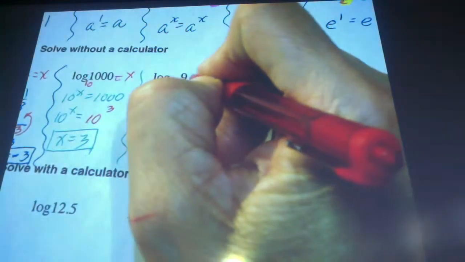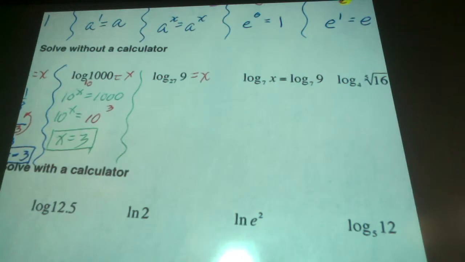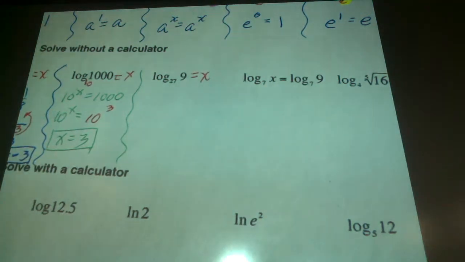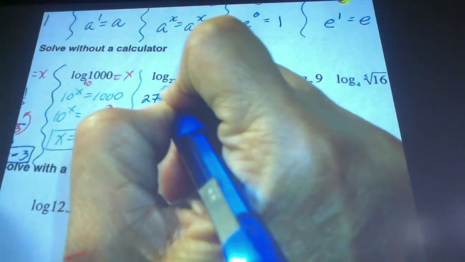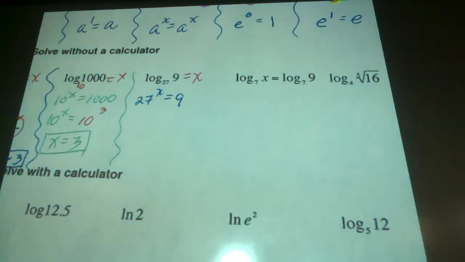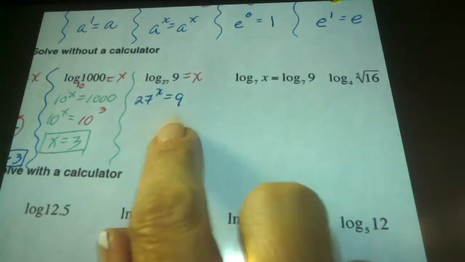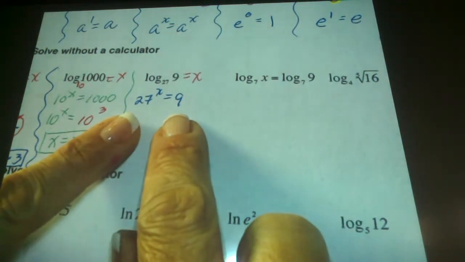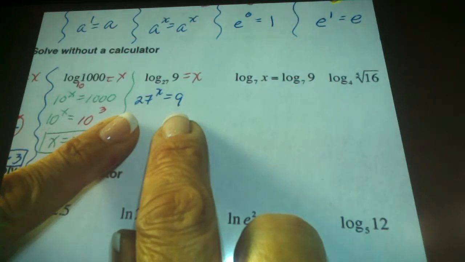All right, so this equals x. There's no equal sign, make one. Take it out of log form, what do you get? 27 to the x equals 9. Now the smaller number is 9. Can I convert 27 into 9 to the something? No. Okay, so I can't do that.